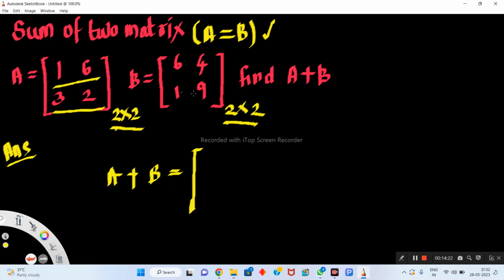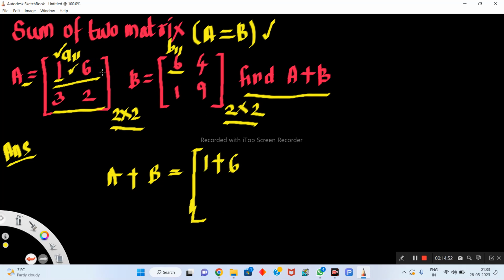If this is A matrix and this is B matrix, find A plus B. He's asking us to find the value of A plus B. First, check the position of A matrix in place of A11. Here 1 is there, and in place of B matrix, let me say this is B11. Here it is 6. You need to add this 1 and this 6 and write in the first position 1 plus 6.